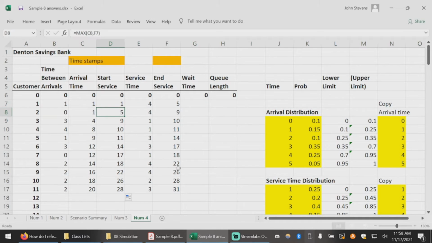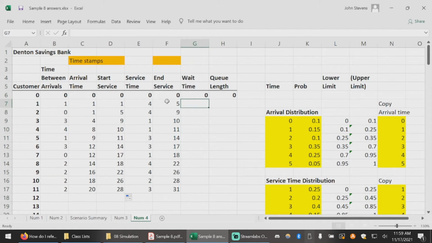Okay, so everything looks pretty good. Looks pretty good. Okay, I'm feeling good. We've done a lot of it. Now the wait time and the queue length is what we're actually interested in. So all of this was just to help me get to the important columns. Okay, wait time.